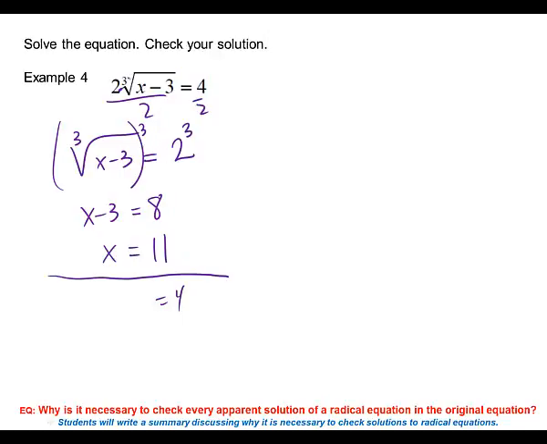8. Good. What's the cubed root of 8? 2. 2 times 2 is? Did it work? Yep, that was a good answer. All right, flip to the next page.